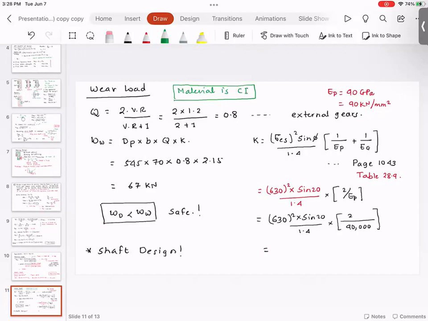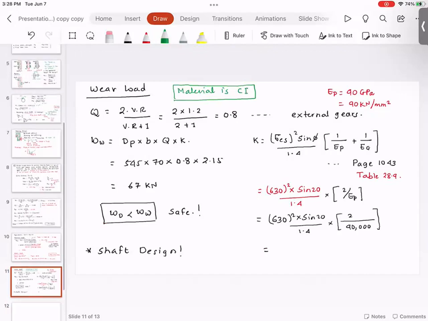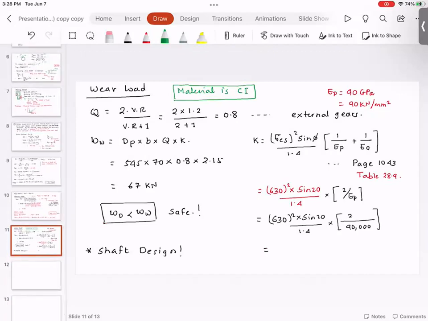Everyone okay with this process? Okay. I'll just give you a 2 minutes break, a restroom break, and then I will start the helical gear design.